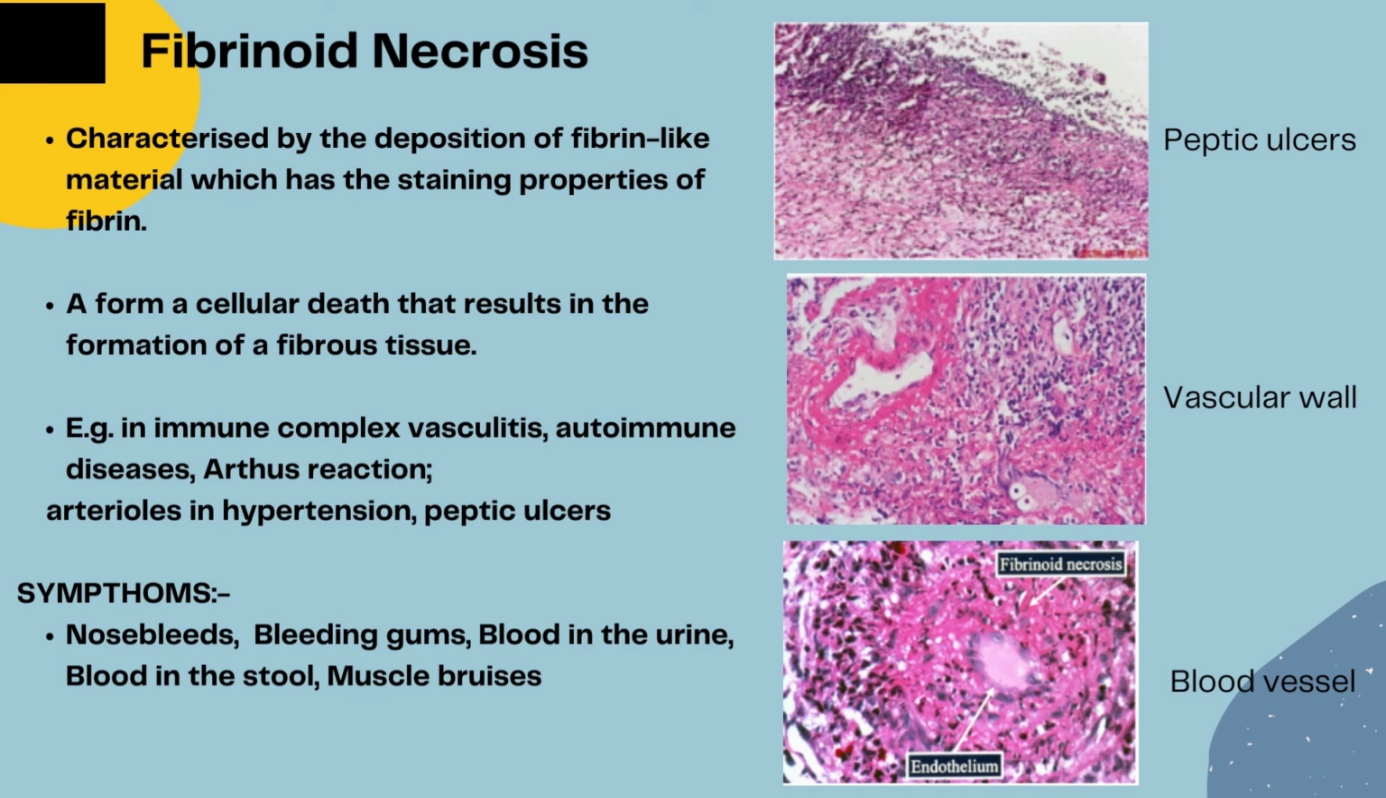In this fibrinoid necrosis, there are also some symptoms to look out for, such as nosebleeds, bleeding of gums, blood in the stool as well as in the urine, and bruises in muscles. So these are some symptoms that are physically noticeable because it involves bleeding, which then causes fibrinoid necrosis. So well, CJ, I hope this explanation helped you to remember the types of necrosis and how the necrosis happens.